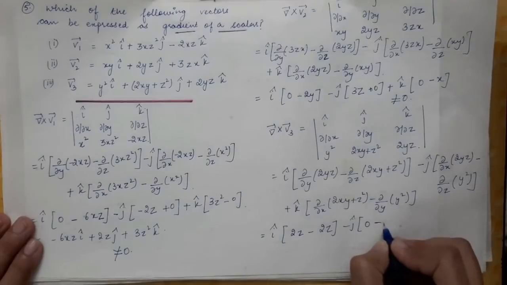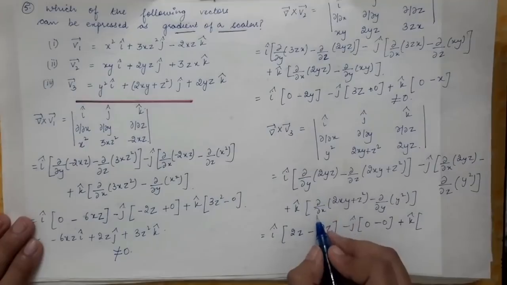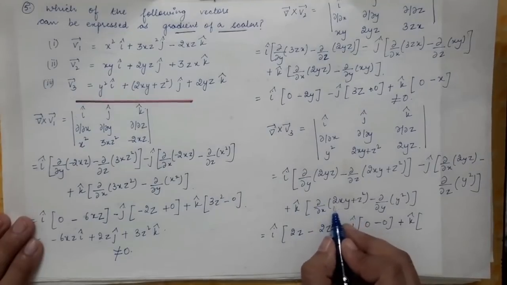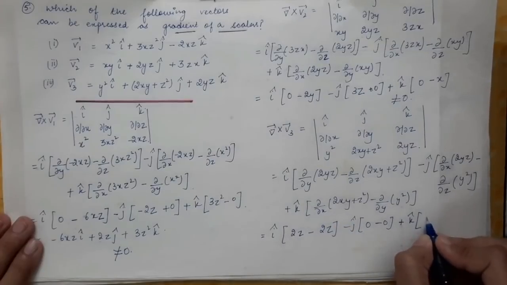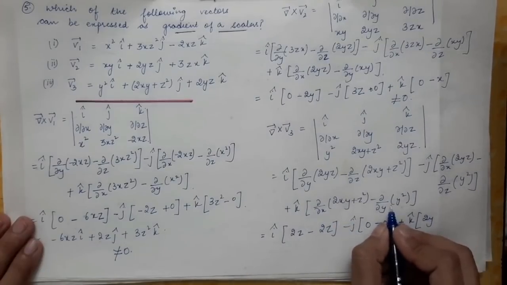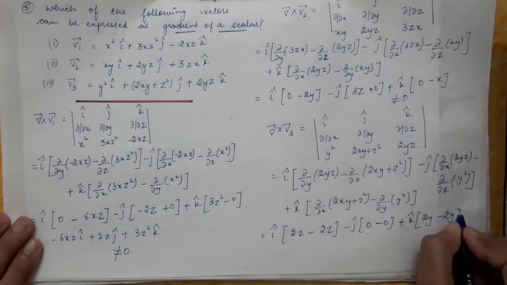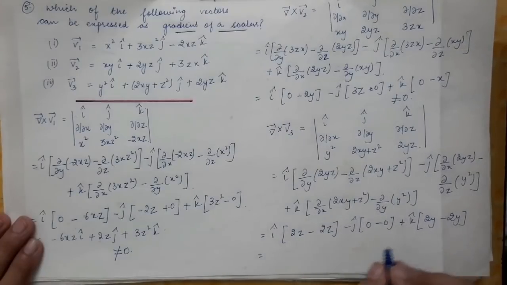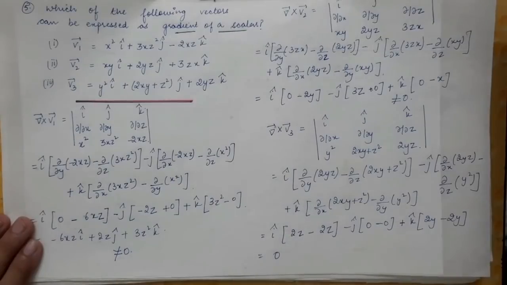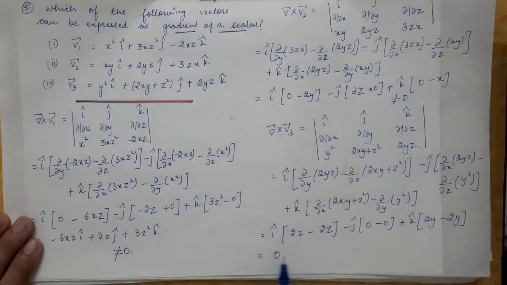Similarly, the second term will also be equal to 0, plus k cap. Here we are doing the partial derivative with respect to x, so the derivative of this term with respect to x will be equal to 2y. Then over here we have the partial derivative of y square with respect to y, so that will be minus 2y. So this will be equal to 0 i cap plus 0 j cap plus 0 k cap, so that will be equal to 0. So the curl of the third vector field comes out to be equal to 0 at every point in the space.